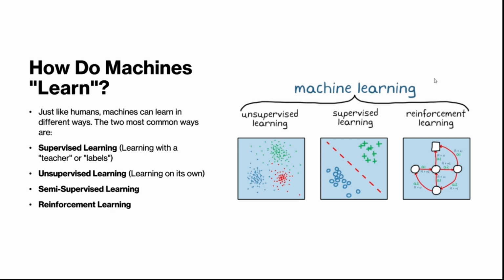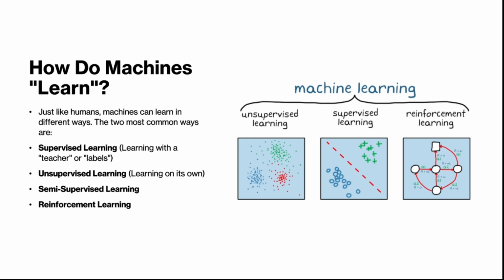Now, how do machines learn in machine learning? Just like humans, machines also learn in different ways. Let's say, first off, I give you a picture of a dog and a picture of a cat. And then I show you multiple pictures of different dogs and different cats on the screen and ask you to find out what is a dog and what is a cat. So this is effectively supervised learning, where I am telling you what is what, and then I'm asking you to classify them.